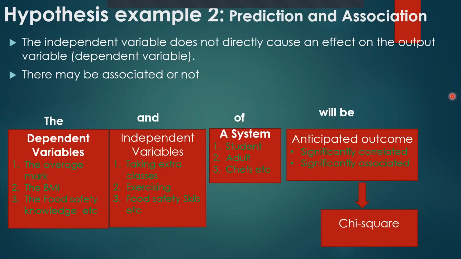So like I said, in a system whereby you are not subjecting the research object to an experiment, then you will definitely be doing a survey, you see. So you see this one, the average mark, the BMI, the food safety knowledge. So take number 1, the average mark, and taking of extra classes of students are significantly correlated. So you see, this is an association. So we are looking at prediction and association. You can only predict that people who are taking extra classes will get a high average mark. We can only predict.